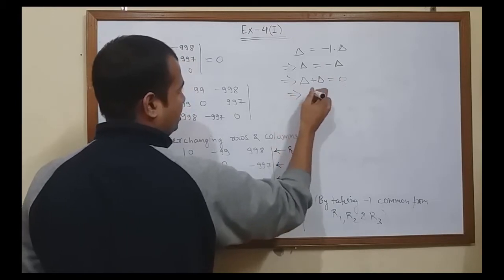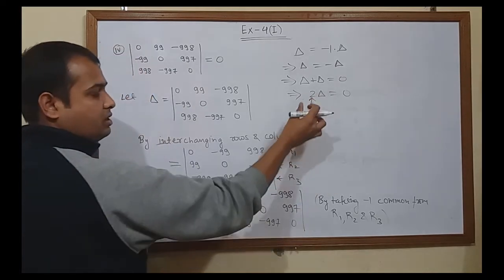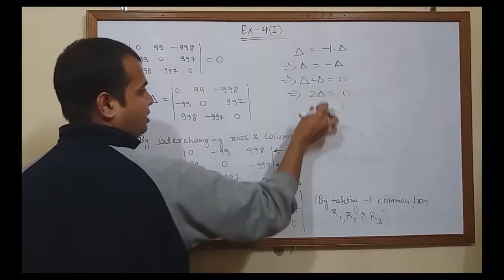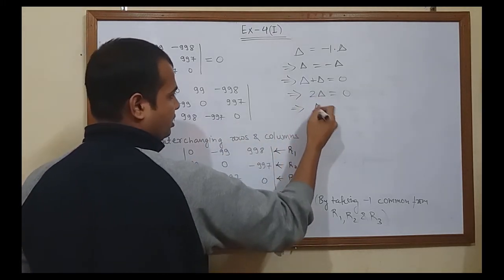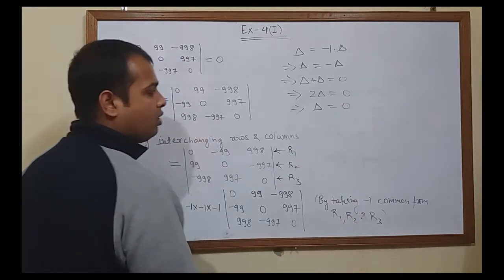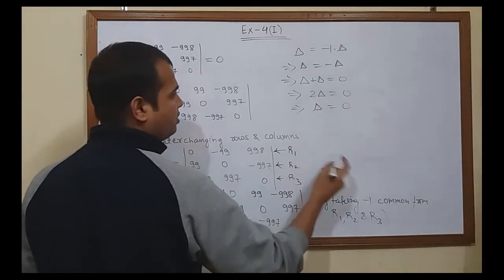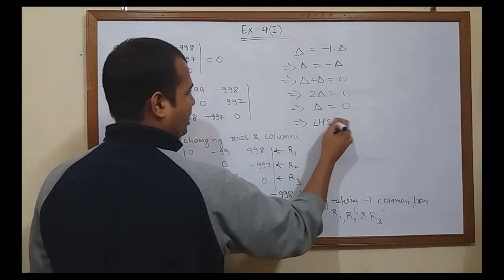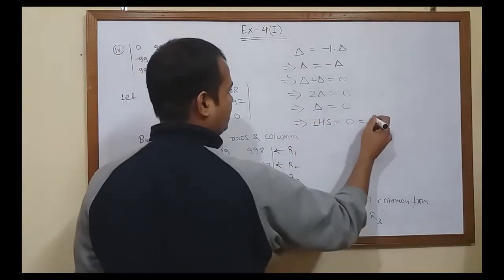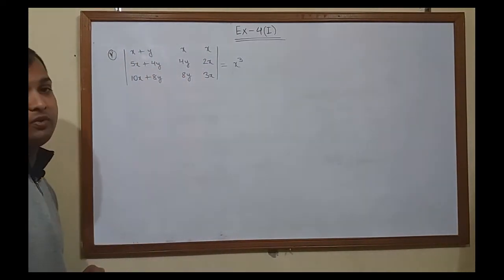So delta is equal to minus delta. This minus delta, bring it to the left, you get plus delta, so 2 delta is equal to 0. 2 is a constant, it cannot be equal to 0, and 2 and delta are in multiplication, so obviously delta has to be 0. Or you can say, since 2 is not 0, you can divide throughout by 2 and delta equals 0. So delta was nothing but your LHS, this implies your LHS equals 0, which is equal to RHS. It is proved. Okay, so now let us move on to question number 5.